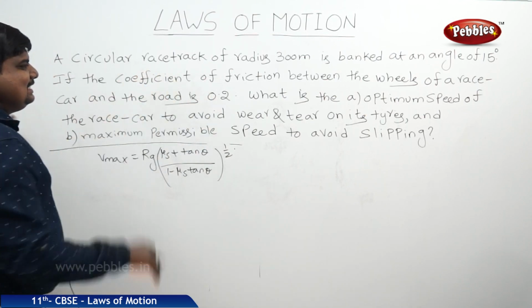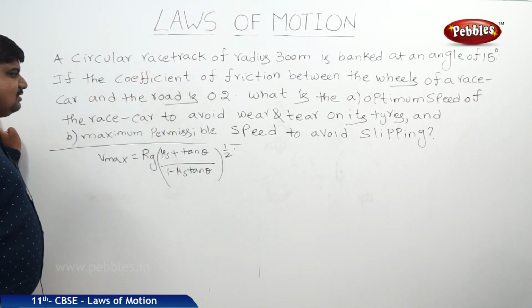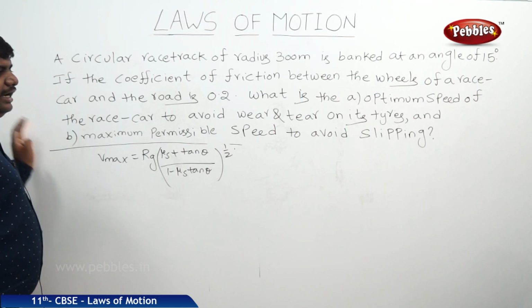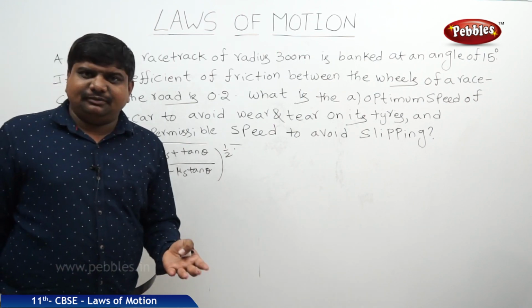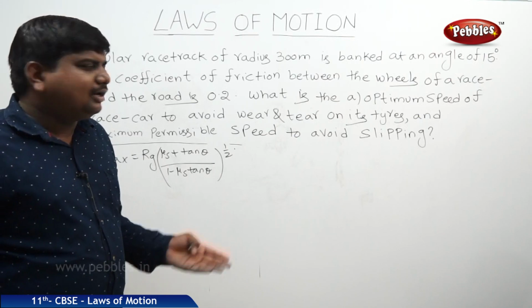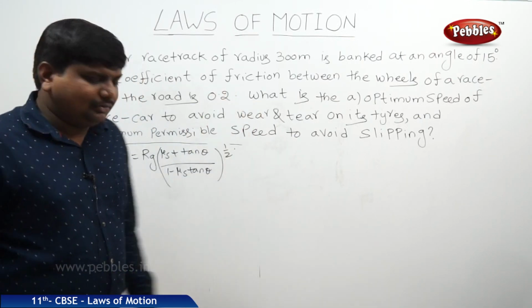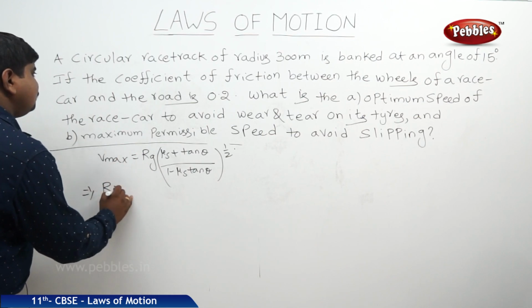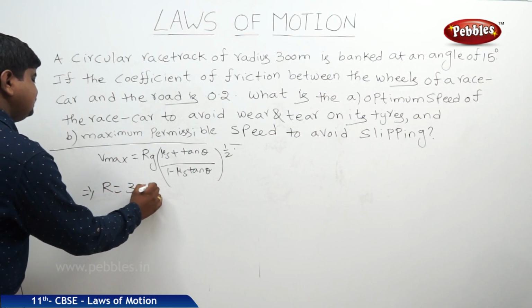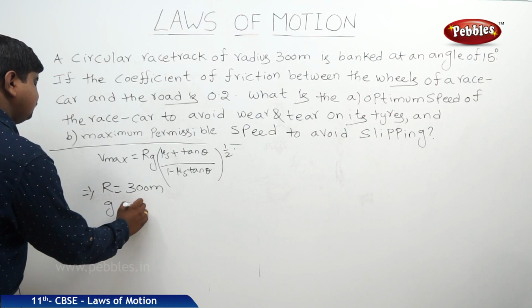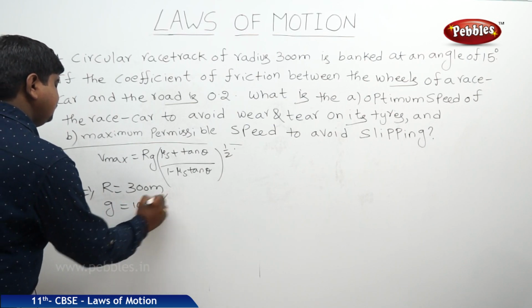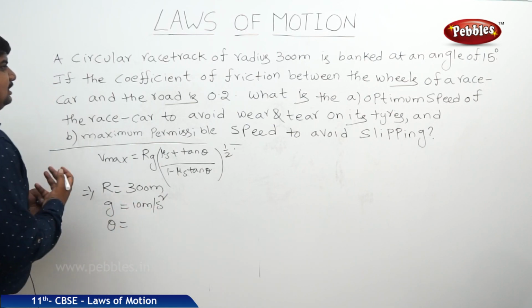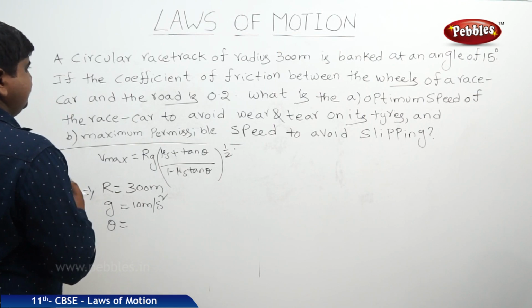The first case is the optimum speed of the race car to avoid wear and tear on its tires, which means the minimum velocity. What is the minimum velocity required for a smooth journey on banked roads? So the values are R equal to 300 meters, g equal to 10 meters per second square, and angle theta equal to 15 degrees.